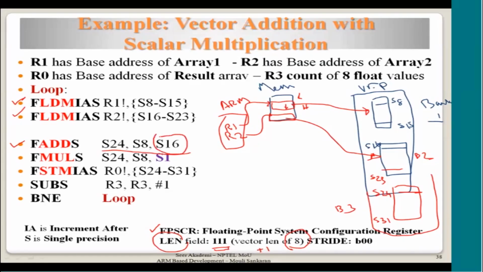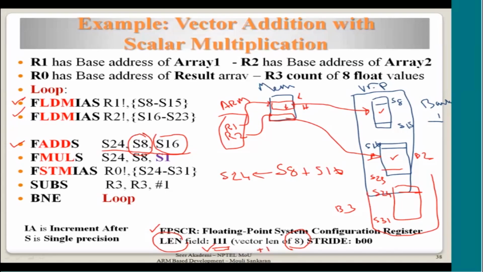Starting from S16 and S8, which you have already loaded with data, you perform the arithmetic. That means S8 is added to S16 and written into S24. Now don't stop with that, because this is 7 plus 1, so 8 operations need to be done in sequence.